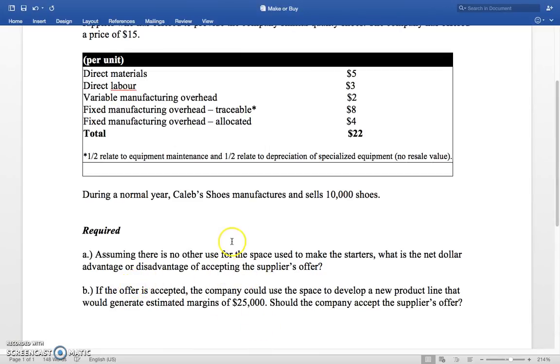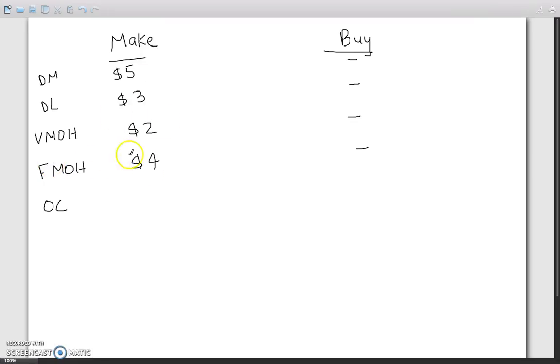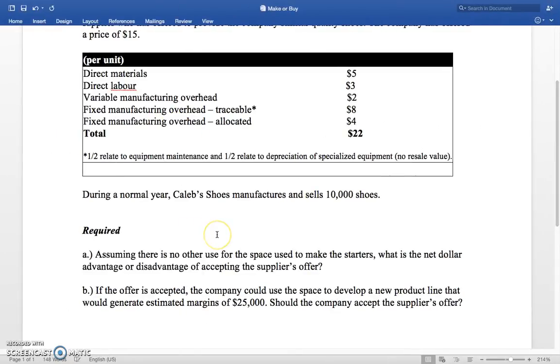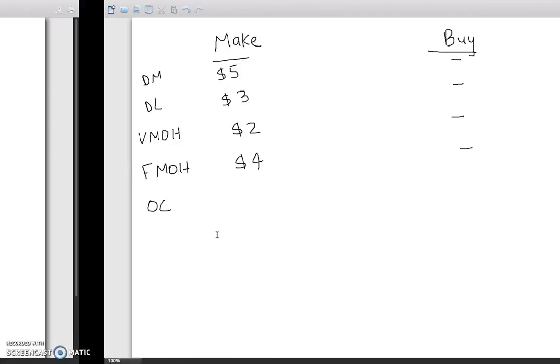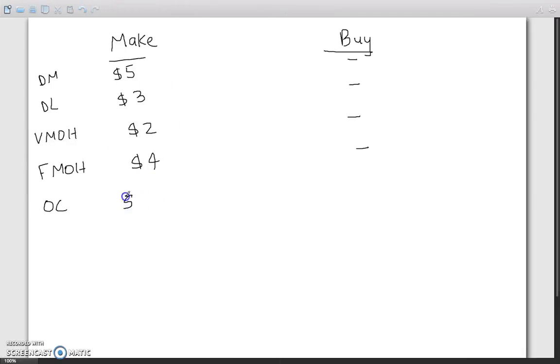For this part, a total profit margin of 25,000 is given to you. And over here, it says, during a normal year, Caleb's Shoes manufactures and sells 10,000 shoes. So you want to find your opportunity cost per unit, because we're calculating per unit values here. All of it has to be in the same format. So you divide 25,000 by 10,000 to arrive at $2.5. So $2.5, that's your opportunity cost.